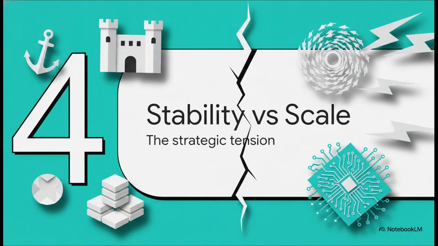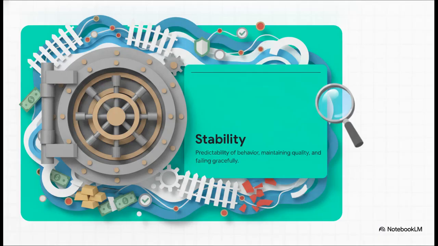Okay, into part 4, stability versus scale. This is the central strategic tension you're going to face. Let's define these terms clearly. Stability requires absolute predictability. We're talking about avoiding hallucinations, maintaining top-tier quality, and failing gracefully when things go wrong. Think of stability like building a heavily armored bank vault. It is ridiculously expensive to build and maintain. It demands the heaviest models, the tightest guardrails, and constant background retries. It's not a feature, it's a massive budget allocation.